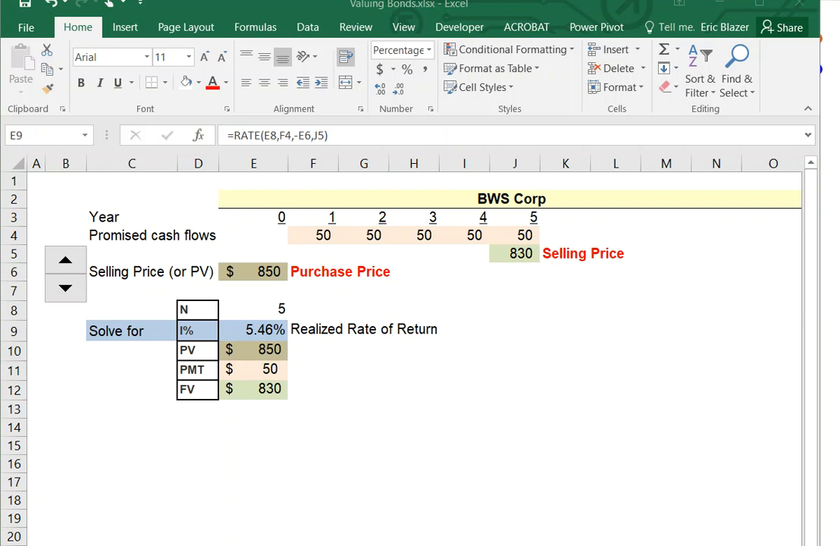Of course, this might be higher or lower than our originally required rate of return or expected rate of return. It depends on what's happened to interest rates in the marketplace, as well as that particular company's bond price.